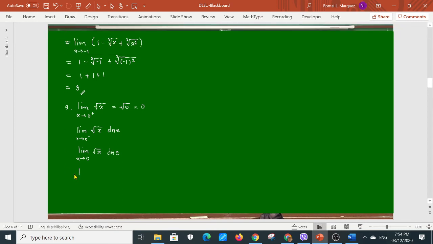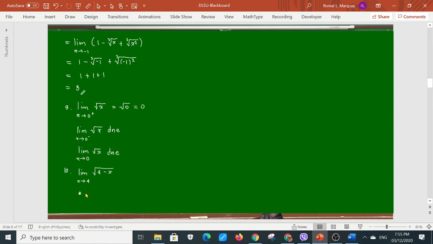Let's have number 10. Limit as x approaches, let's say 4, of square root of, let's say, 4 minus x. If you're given this problem, how do you know the limit? First, you check the limit from the left and the limit from the right, because this is an endpoint. Pag nasa endpoint, you check the limit from the left and the limit from the right.